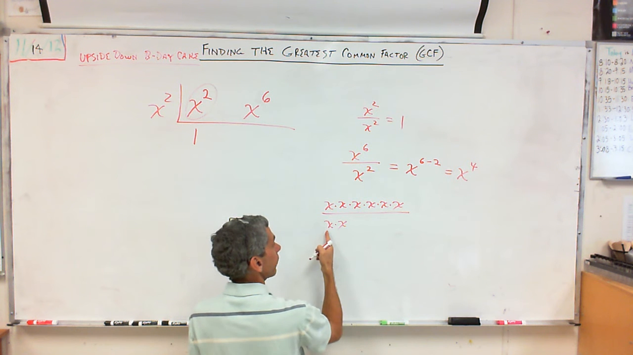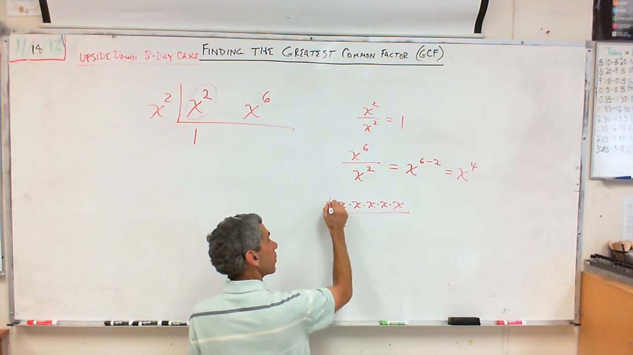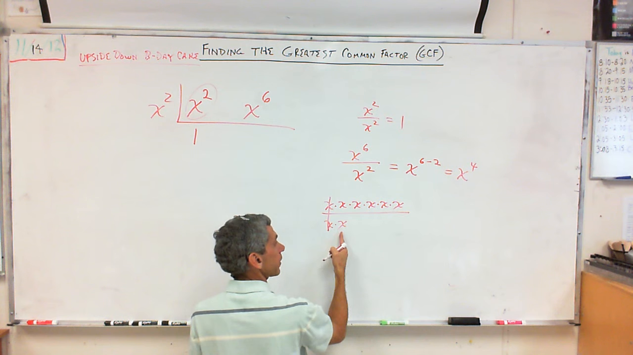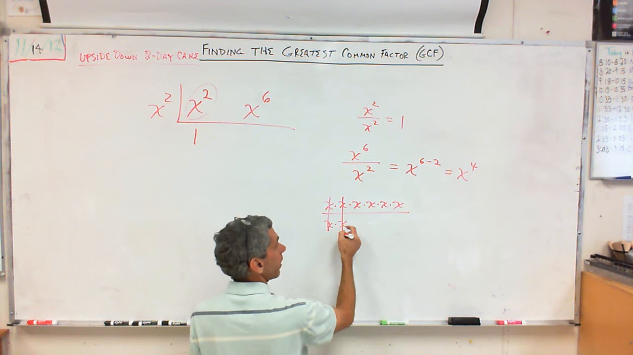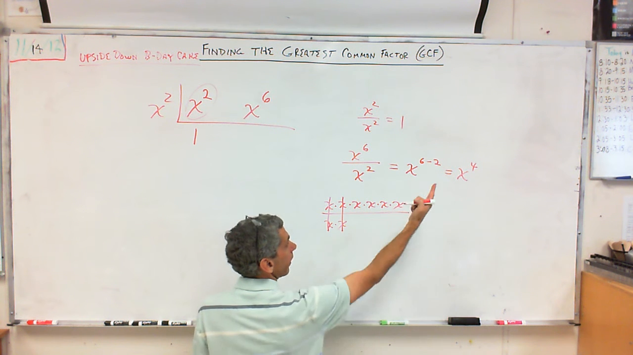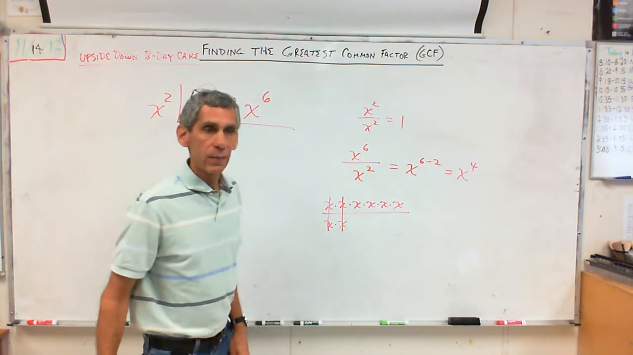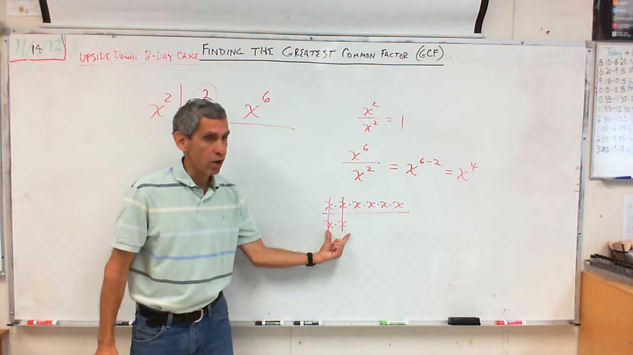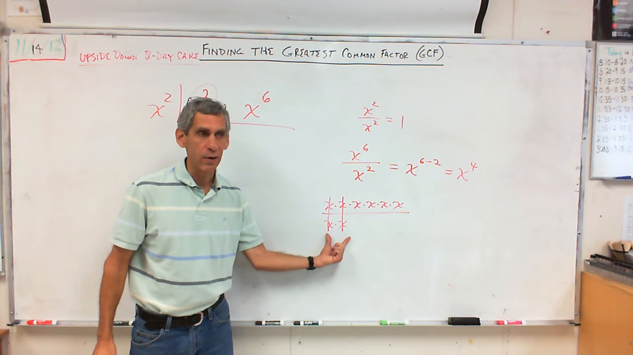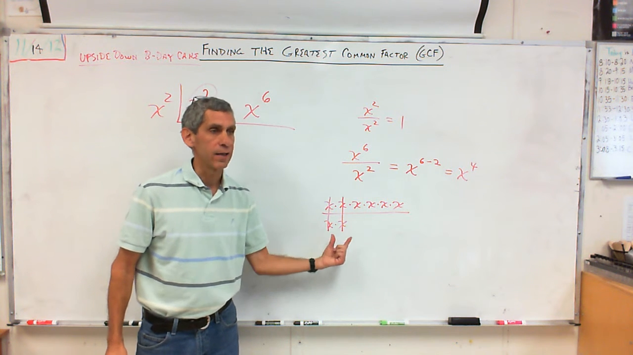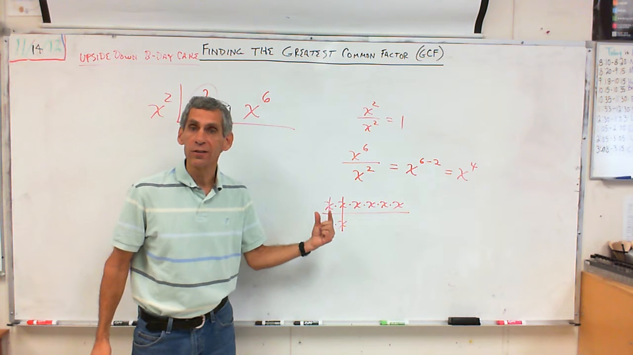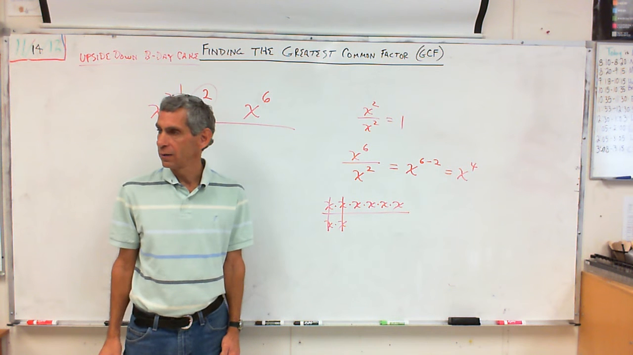All right. What's x over x? 1. I can cross those out. What do I have left? X to the 4th. So I basically subtracted these 2 x's from these 6 x's, and I got 4 x's, or x to the 4th. See what I mean?